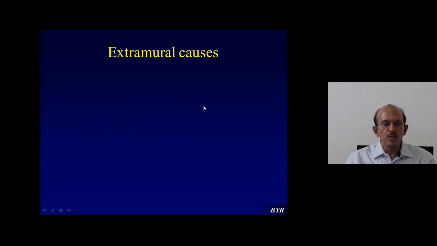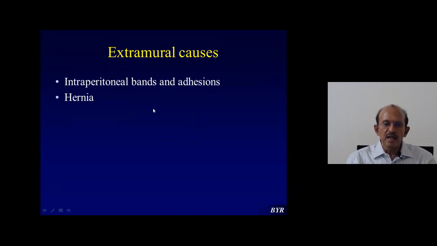Extramural causes, outside the wall. They are intraperitoneal bands and adhesions, hernia, either external hernia or internal hernia. External hernia means which is outside the abdominal wall. If herniation occurs outside, we call it external hernia. Within the abdominal cavity, if herniation occurs, we call it internal hernia. Then volvulus, intussusception. These are the extramural causes.